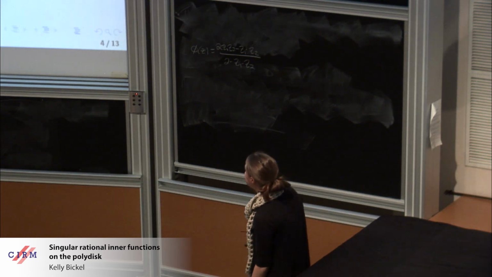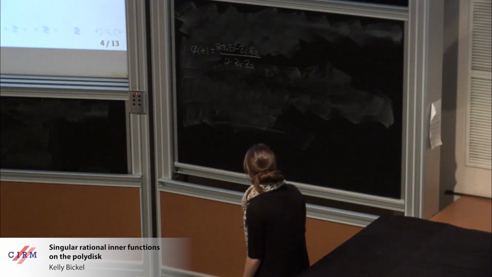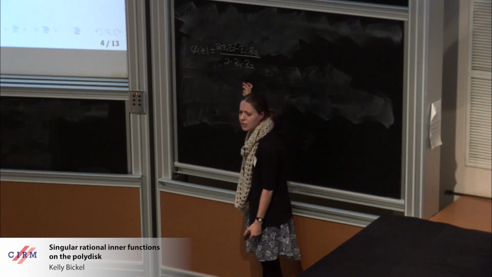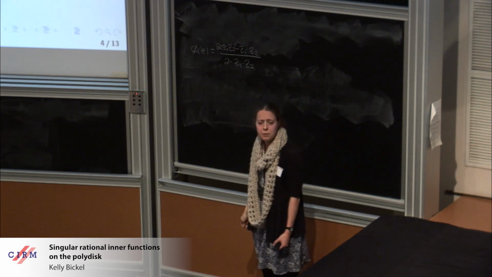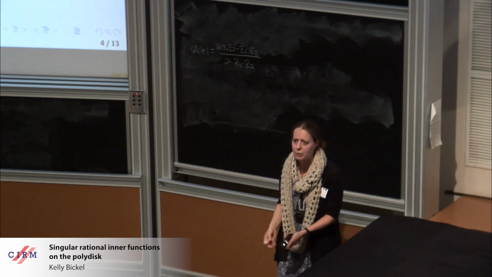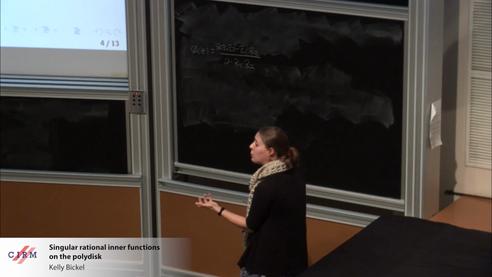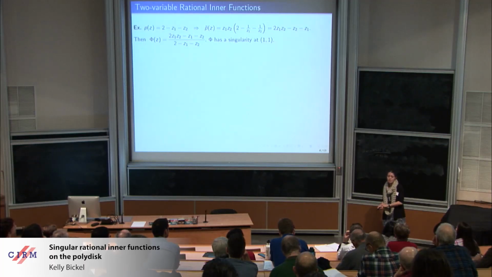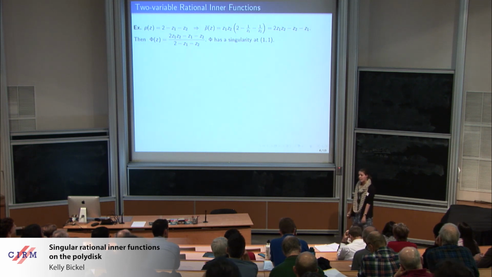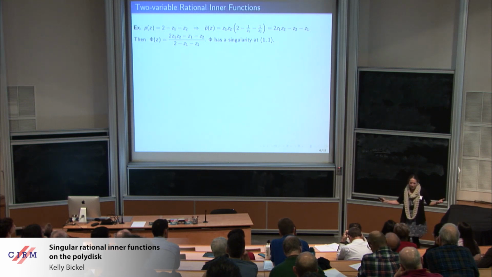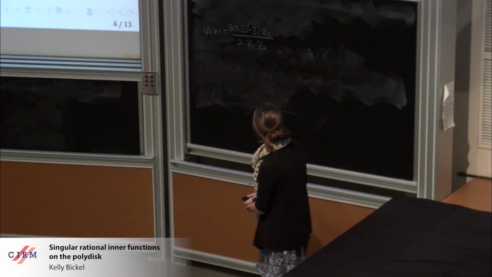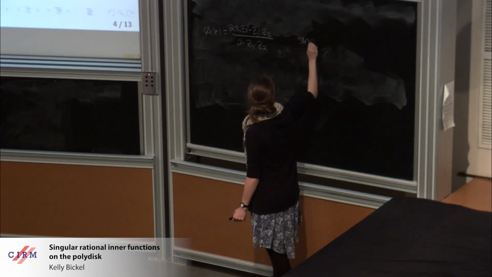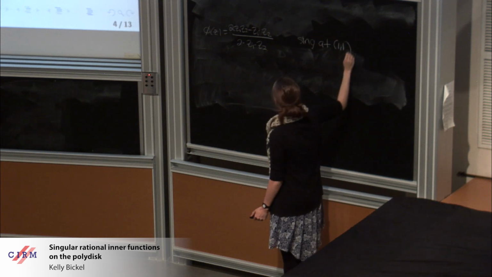And so the point of this example is that all of a sudden we have different boundary behaviors. In particular, if we look at this, the denominator of this rational inner function vanishes at the point 1, 1. And so in particular, we have this point 1, 1 that's on the distinguished boundary of the bidisk, but where our rational inner function has a singularity. And this is something that we don't see in one variable, right? If you take a finite Blaschke product, they all extend analytically past the unit disk. So all of a sudden we have a singularity at a boundary point.